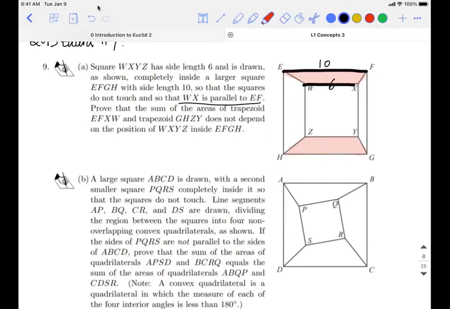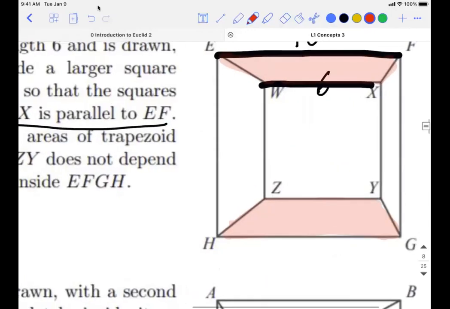I think this problem is fairly understandable, because if you want me to determine the sum of these two trapezoids, I'm just going to do some calculation. There's no way around it. I just have to calculate and then tell you the number is independent of the position. So how are we going to determine it? We know the area formula for a trapezoid. The area of trapezoid EFXW is 1/2, the top plus the bottom times the height, so 10 plus 6 times the height. I'm going to give it a name, H1.